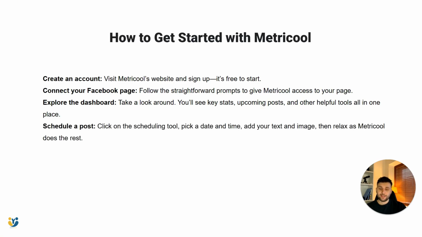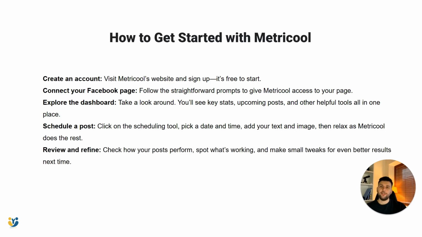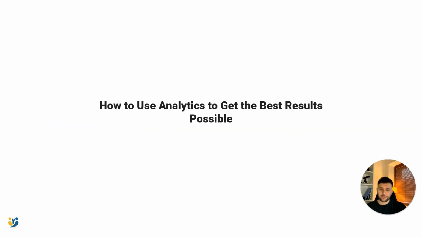You'll see key stats, upcoming posts, and other helpful tools all in one place. After that, you can schedule a post, which is what the scheduling tool allows you to do. You will pick a date and time, add your text and image, and then relax as Metricool does the rest. And after that, you're simply going to review how the post is performing, right? It's basically the same as Facebook. It's a little bit more beginner friendly, right? If I didn't have this course, or if I were you and you didn't have the time to go through this course, I would use Metricool. But other than that, I would use Facebook, right?